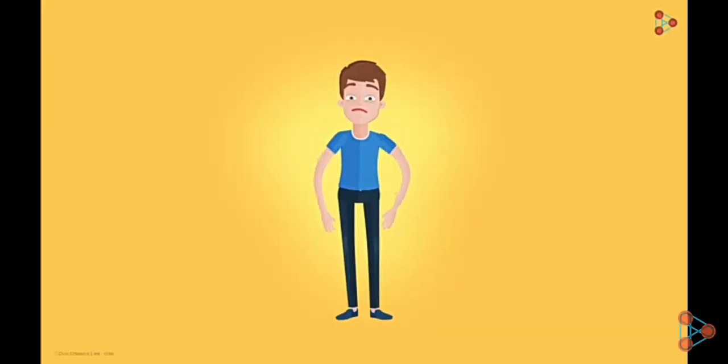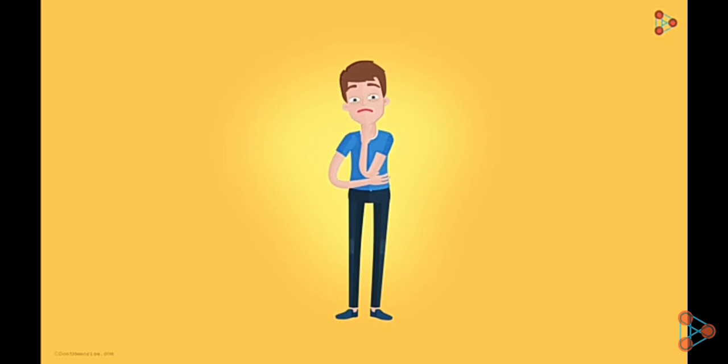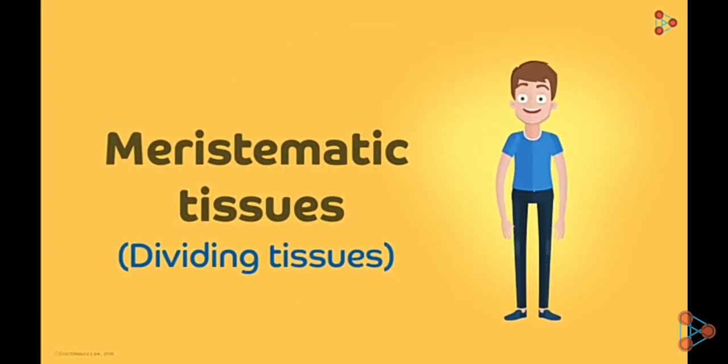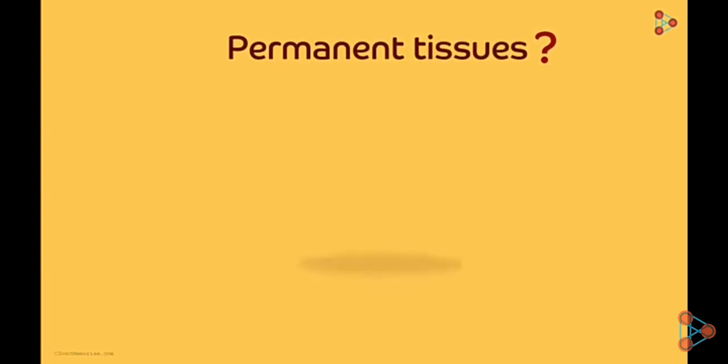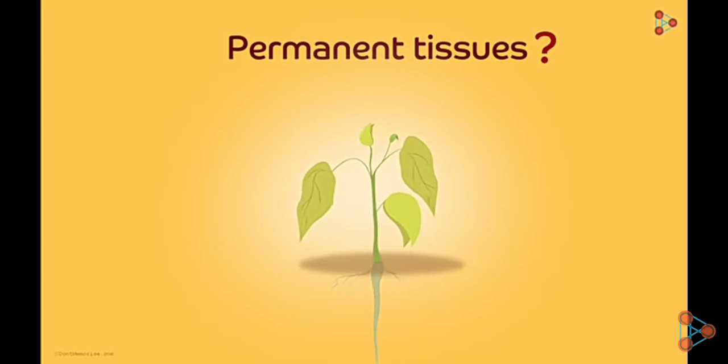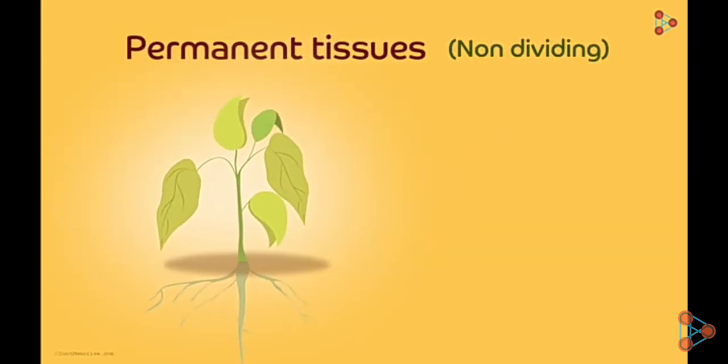What did we study in our last lesson? We studied about meristematic tissues, right? Now tell me one thing. Do plants also have permanent tissues right when they germinate from seeds? Permanent tissues are composed of cells that have lost the power of dividing.